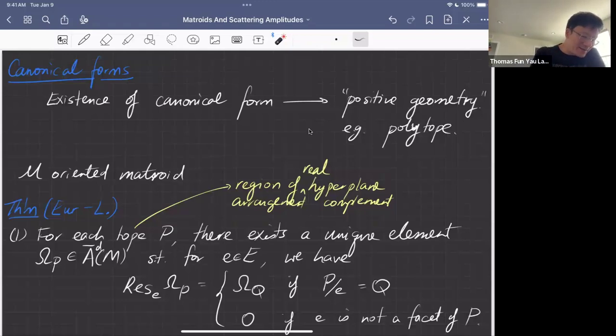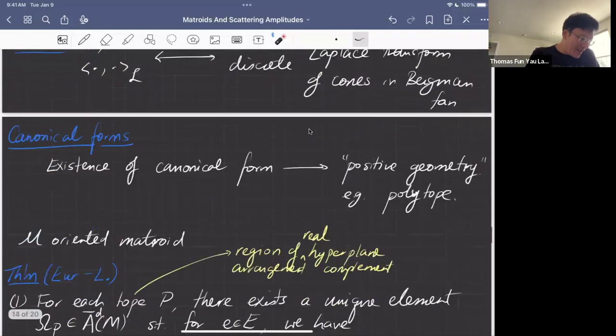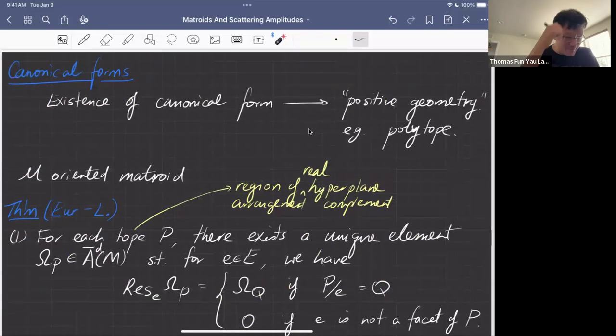So positive geometries, by definition, have a rational top form associated to them, and that top form is called a canonical form, and that canonical form is the input that I'm going to plug into this bilinear form. In the case of a hyperplane arrangement complement, I'm going to take one of the regions in the complement, and the positive geometry is the closure of that. It comes with a differential form called its canonical form, and it will be the input.